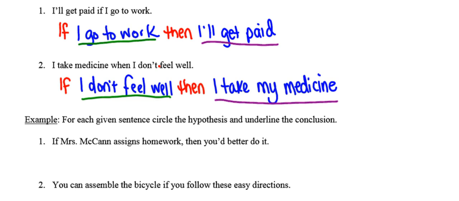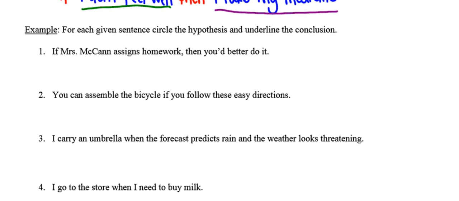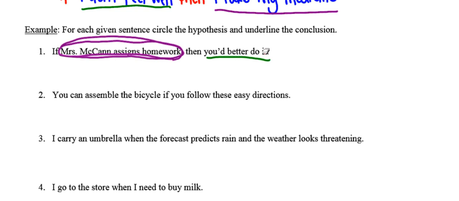All right, so number one is fairly straightforward. The condition is that Mrs. McCann assigns the homework, and I guess I better go back and follow the directions because the directions say to circle the hypothesis. So that's the condition. What happens as a result of the condition is that you better do the homework.